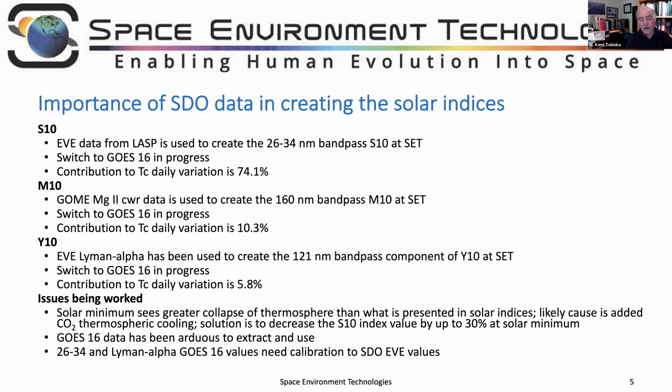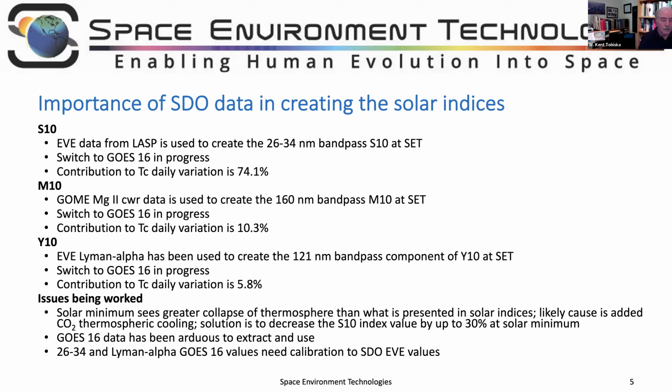S10 contributes about 74% of the total exospheric temperature, the T sub C daily variability in the thermosphere. So it is really the main driver of the thermosphere. And it's the index that's really tuned to the absorption by atomic oxygen, particularly above about 200 kilometers altitude.